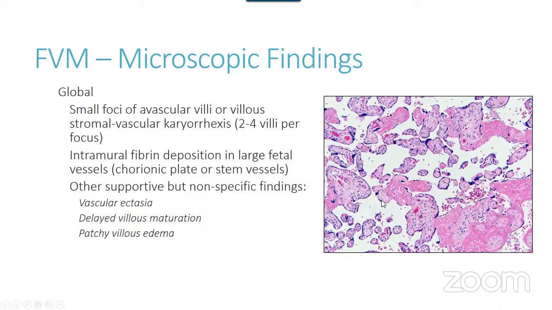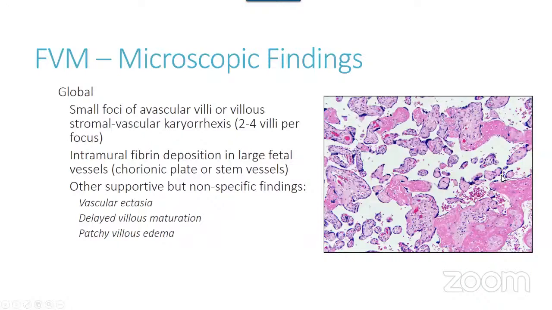So here's a nice example of a small focus of avascular villi. You have one little focus over here that maybe has 4 villi involved, and then you have another tiny little focus here that has just a few villi involved. So these can be quite subtle and difficult to find because they are so small.